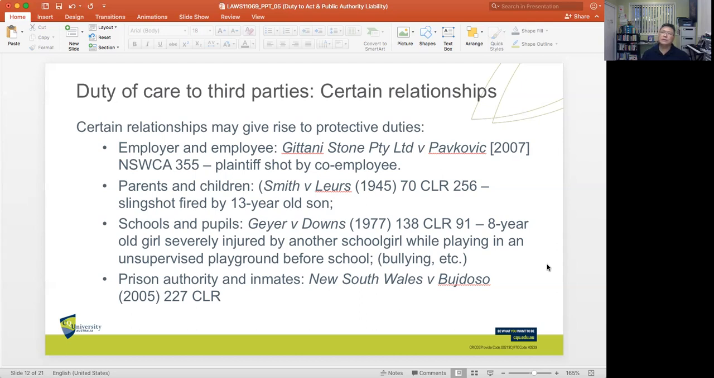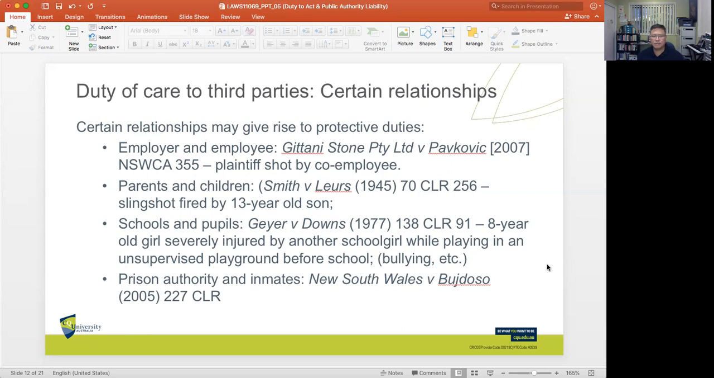The management failed to take action on the complaint. Eventually, the co-employee ended up shooting the plaintiff. The question was, because it wasn't the employer that shot the plaintiff, did the employer have legal liability for the harm committed by a co-employee? And the answer was yes. Because in that scenario of employer and employee, there is a duty of care on the part of the employer to a third party, in other words, to an employee.